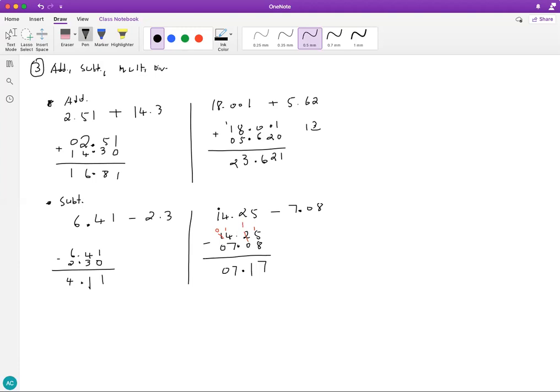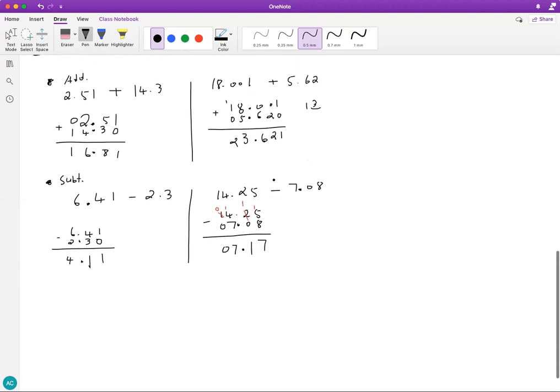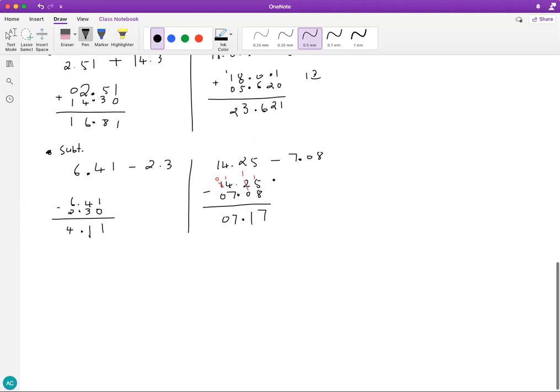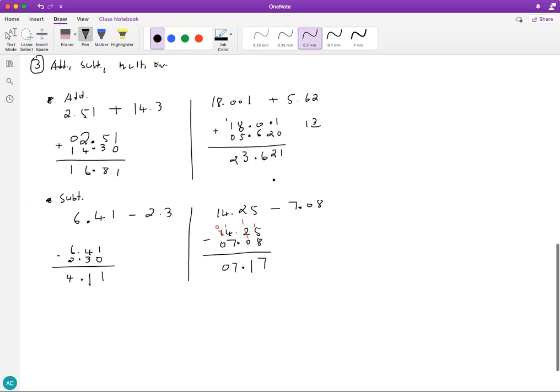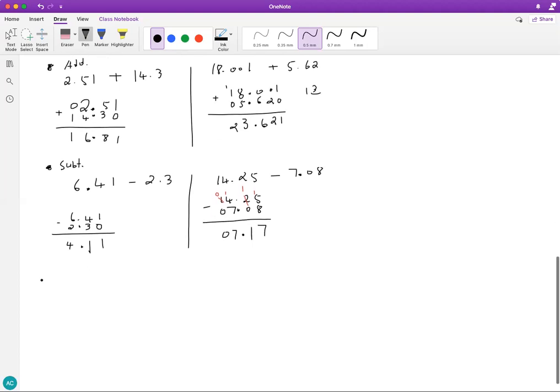So get used to this. A lot of them in the homework. They may seem easy again, but just keep trying them. And the more you do it, the better, the more confident and the faster you will be doing it. That's addition and subtraction. Let's look at multiplication.